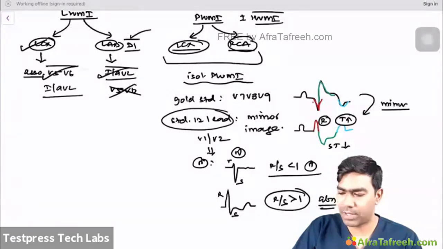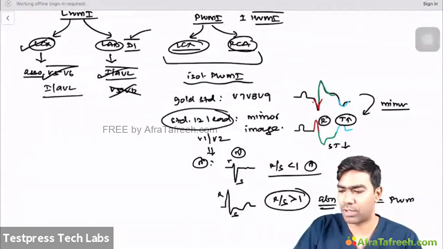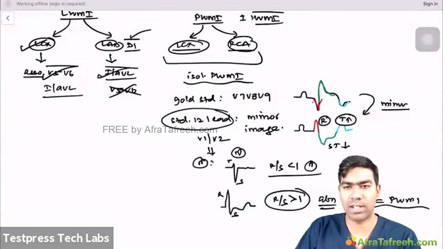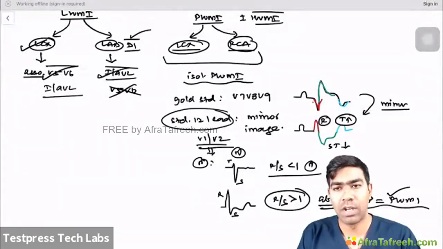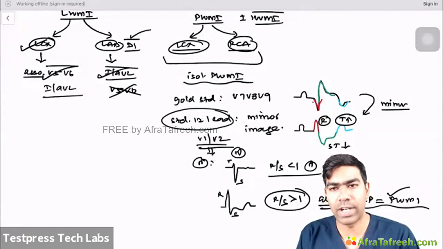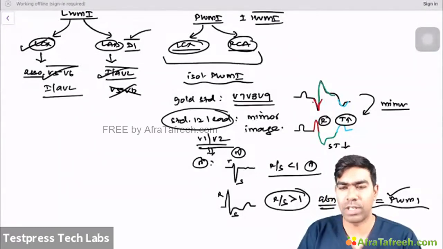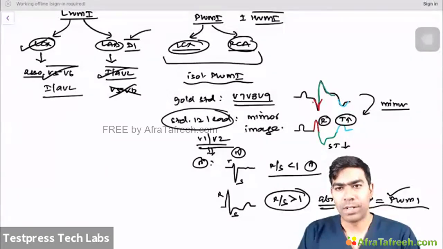And in a patient with chest pain, that is equal to posterior MI. That's all. Any patient with chest pain having an RS ratio of more than 1 in V1, V2 with ST depression and an upright T wave is equal to posterior MI. So you can easily pick up posterior MI in a standard 12 lead ECG itself, even though the gold standard is of course going to be V7, V8 and V9.